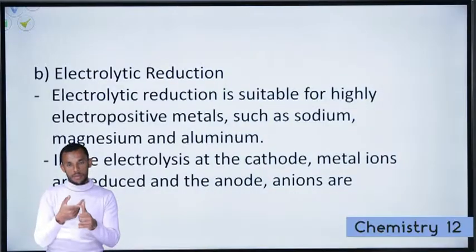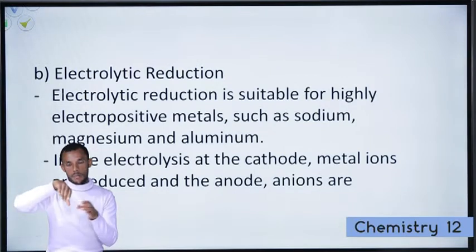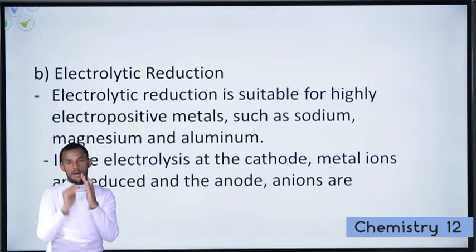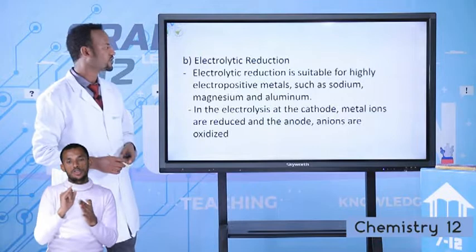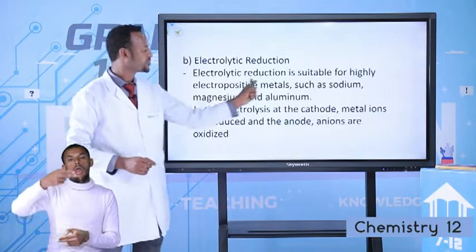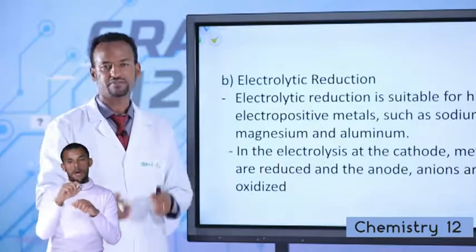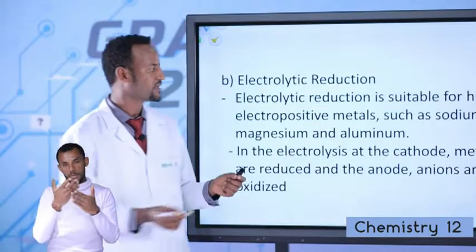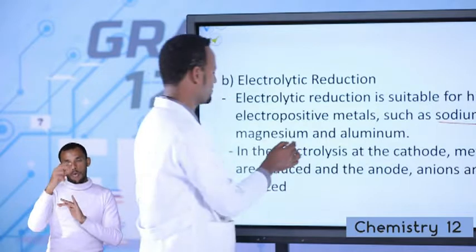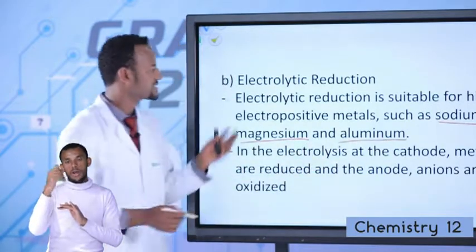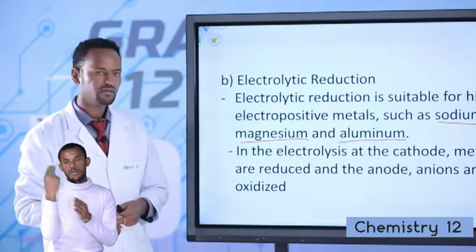The first one is chemical. The second one is electrolytic reduction. Electrolytic reduction is suitable for highly electropositive metals. This one is suitable for what? Like alkali metals, alkaline earth metals, and aluminium. Therefore, sodium, magnesium, and aluminium are extracted by using electrolytic reduction.